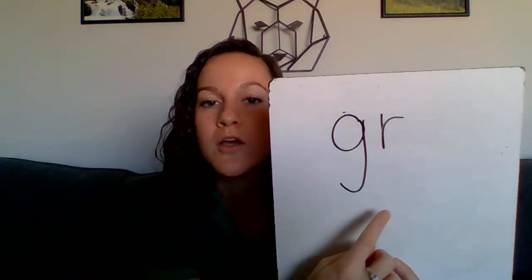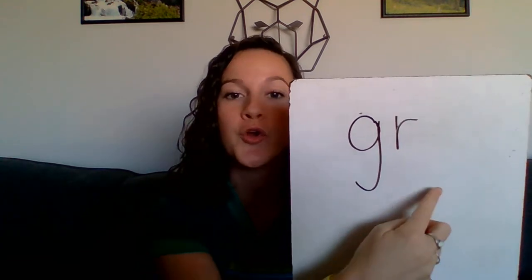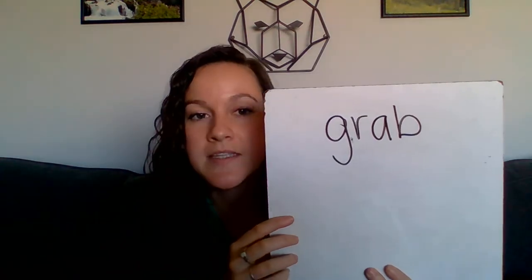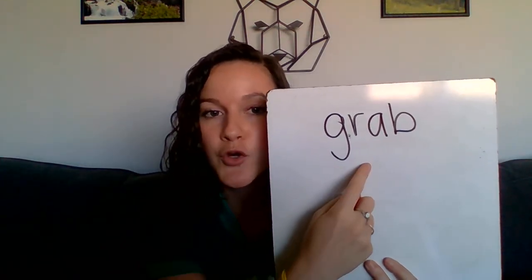The next blend, the R blend that we're going to work on, is the GR blend. So when you see these two letters next to each other, you're going to say grr. Okay? So some words that you might see with the GR blend look like this. You might see this word here. Instead of using all of your sounds, you might say grab. Okay.